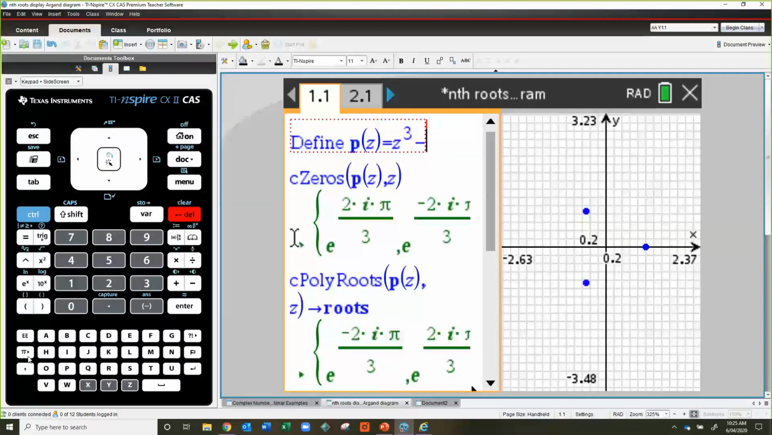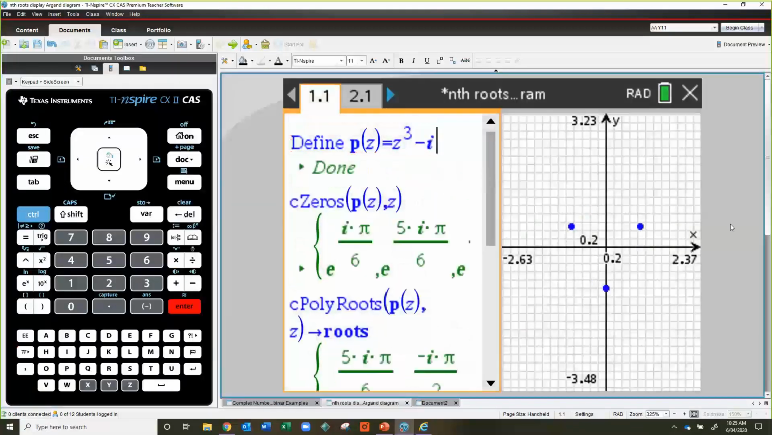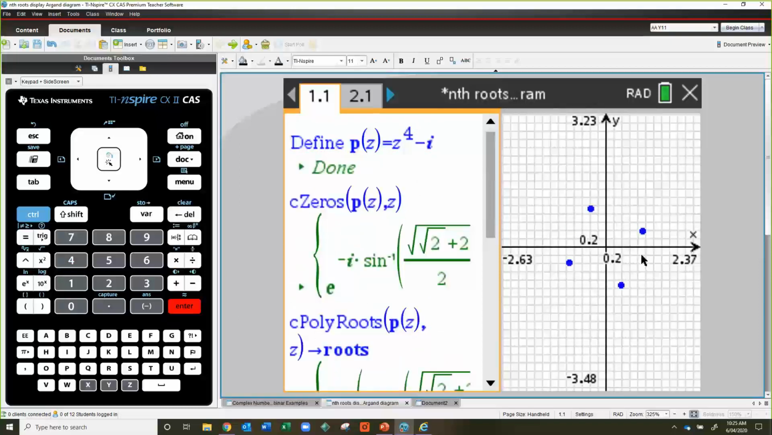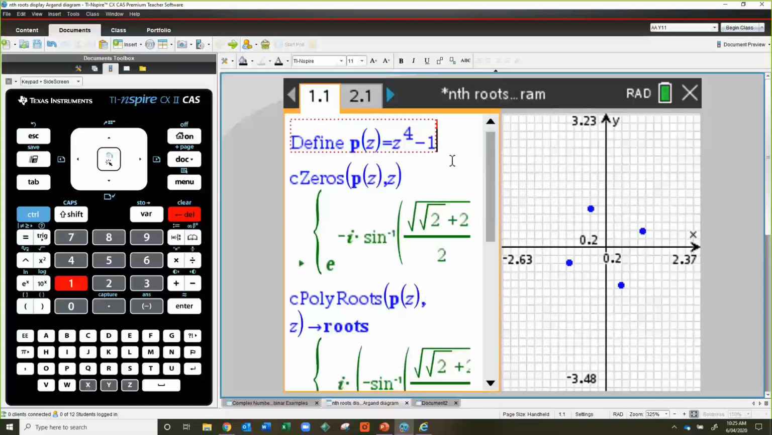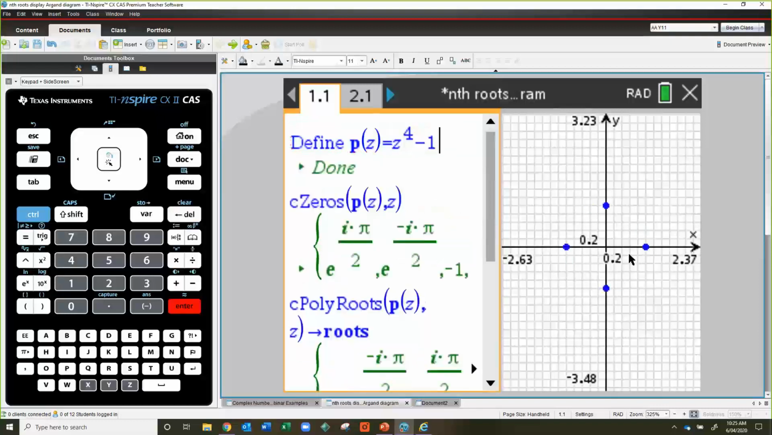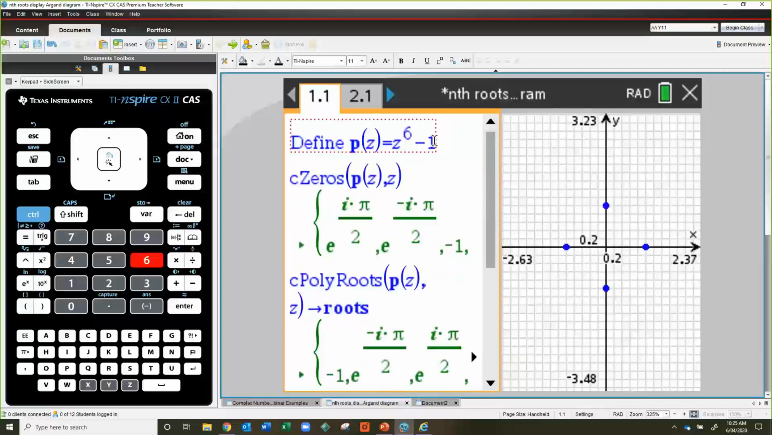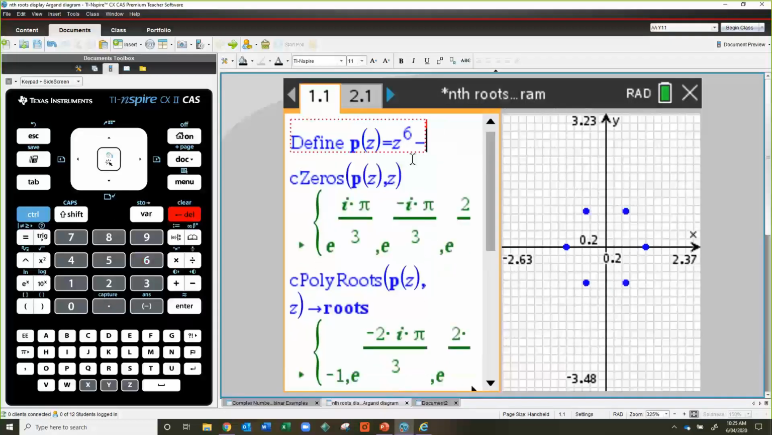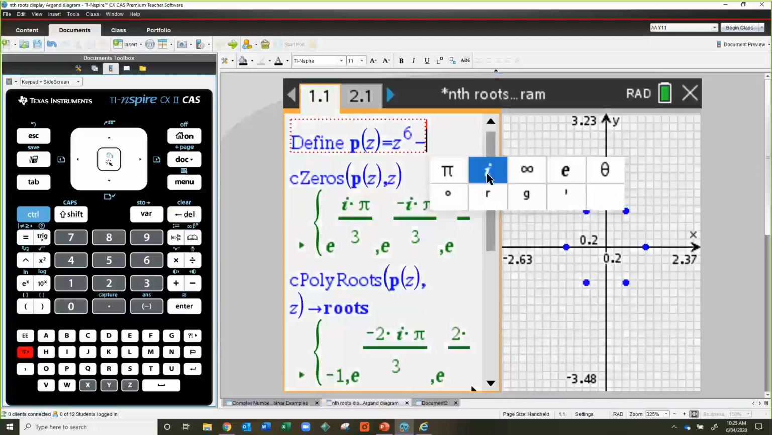But if I change this to i, I still have 3 roots, but they are not occurring in conjugate pairs because my coefficients are not real. If I change it to the fourth root, I have 4 of them, with i not in conjugate pairs. If I change to 1, they will occur in conjugate pairs. If I have, let's say, power 6, again, I will have 6. And if that's i, they will look different.